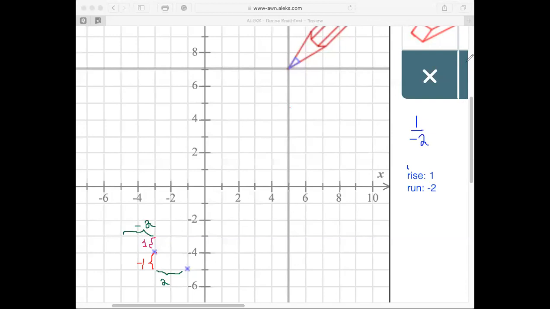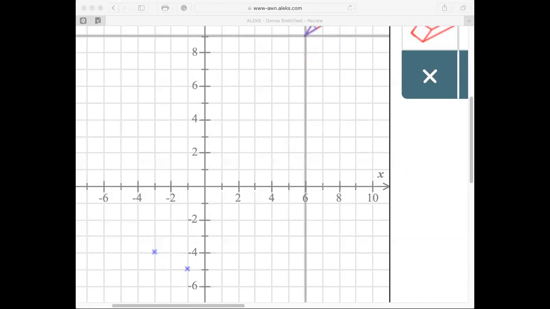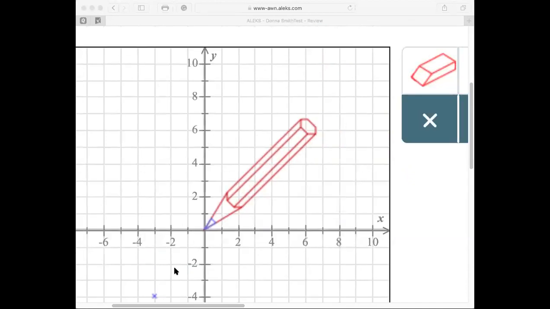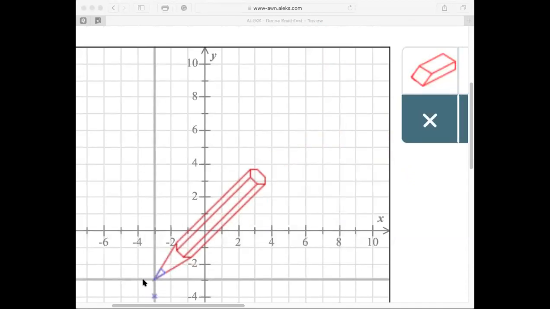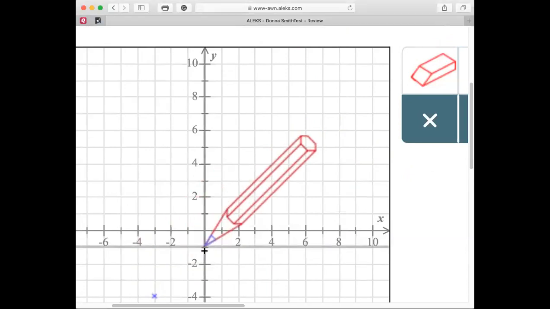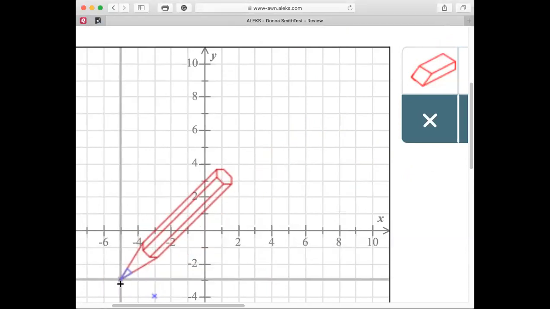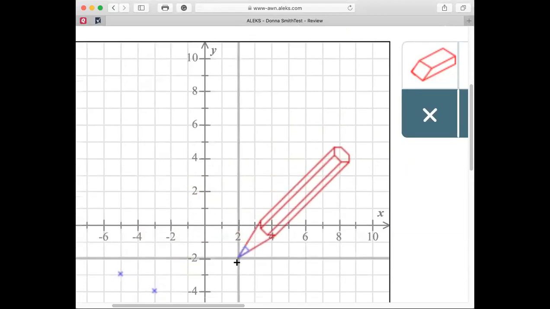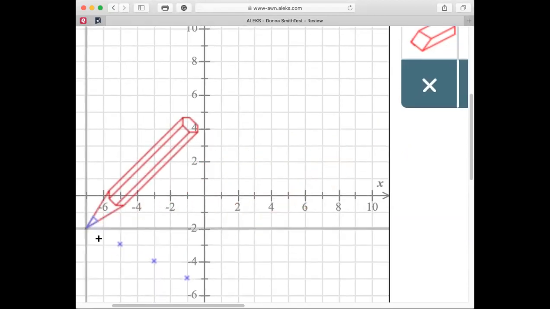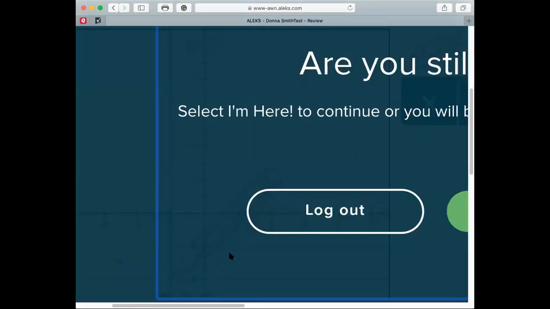Let me clear my drawings, draw that third point, and then draw the line. Up 1, to the left 2. Now you see the point. Now I have those 3 points. They all line up. So whether I pick one or the other, it doesn't matter.